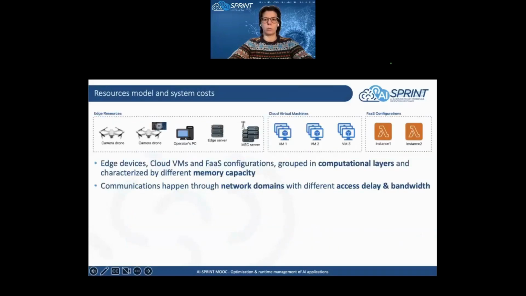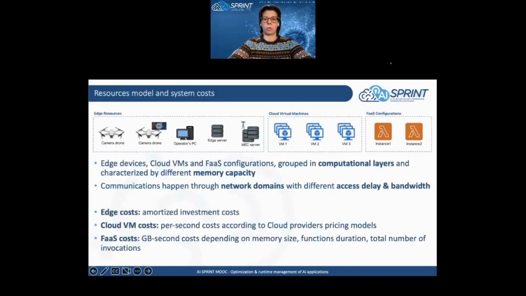Computing continuum resources include functional service configurations. Each resource is characterized by a maximum memory capacity. Communications are performed through network domains characterized by different access delays and bandwidth. For instance, we can assume that edge devices communicate through Wi-Fi while the cloud virtual machines in a cluster are connected through a wired network.